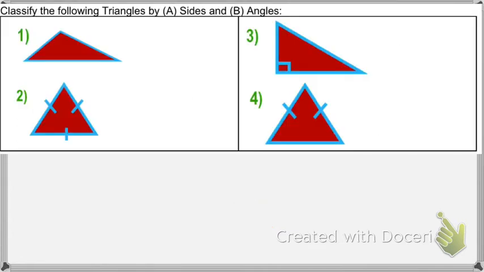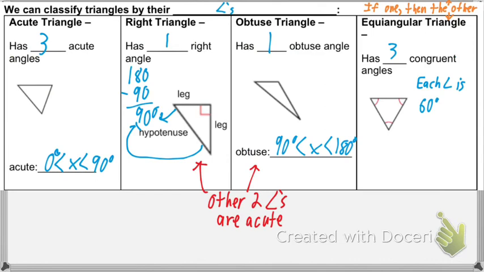Anyway, let's continue on. So we have the following triangles. Or excuse me, let's actually go back one more second. An equiangular triangle, if every angle is 60 degrees, that means every angle is acute, right? So is an equiangular triangle technically an acute triangle? Yes, it is, because it does have 3 acute angles. So an equiangular triangle is technically an acute triangle.